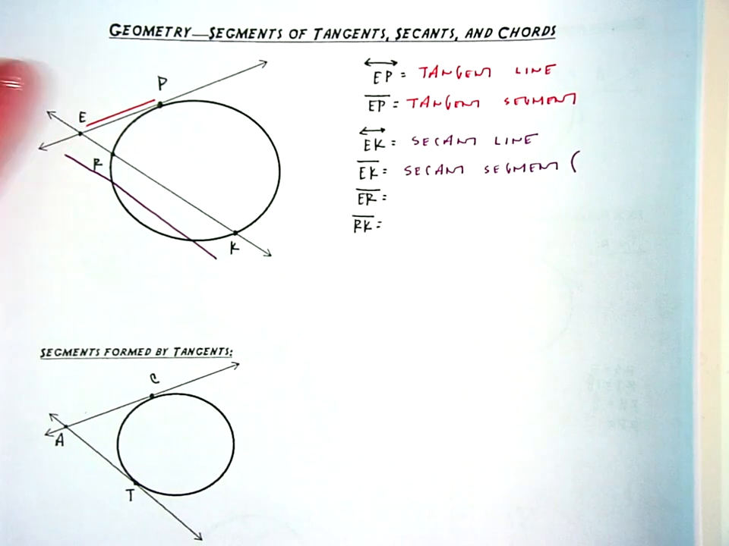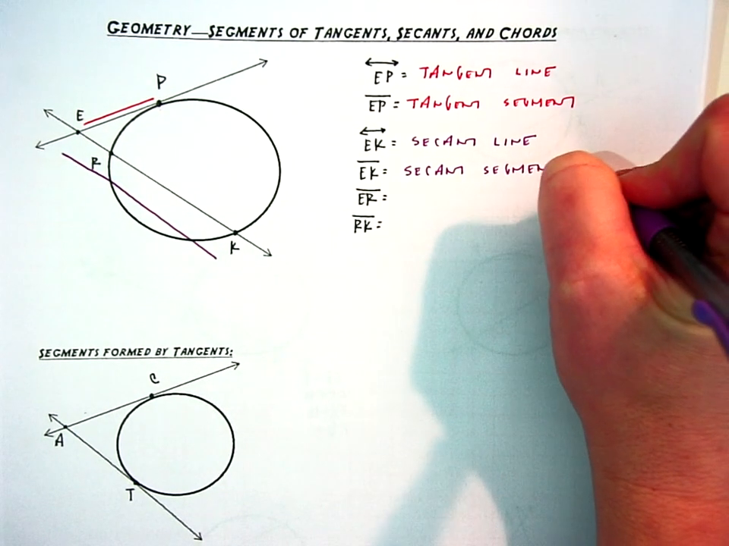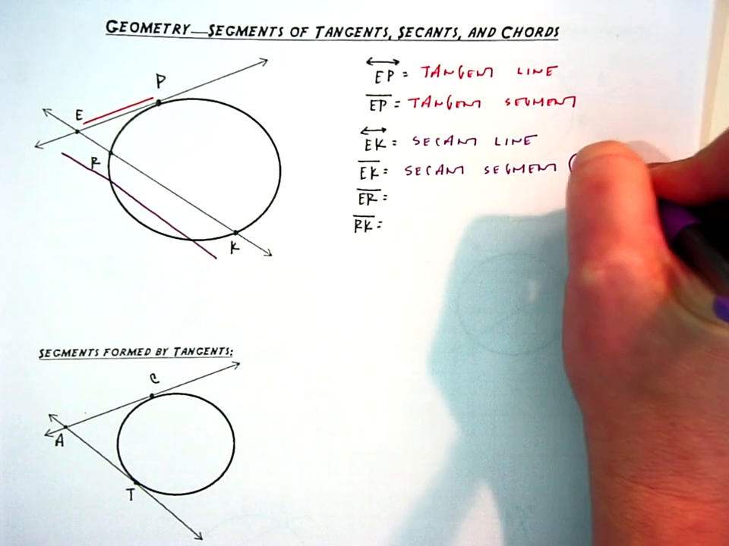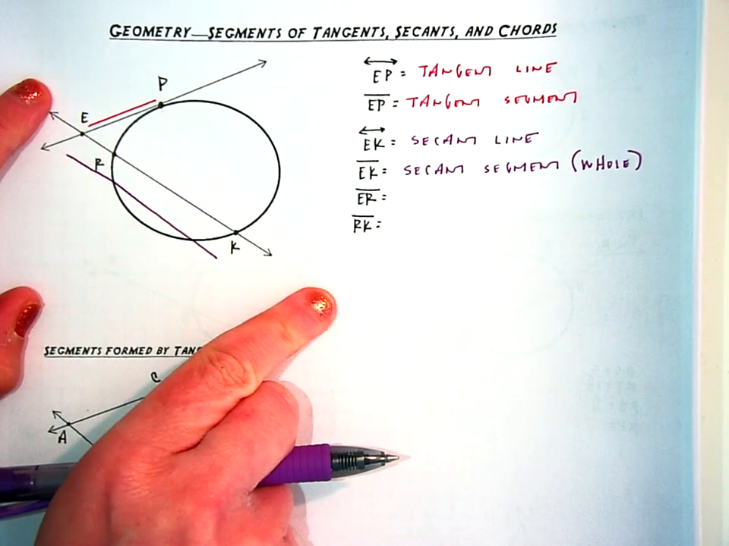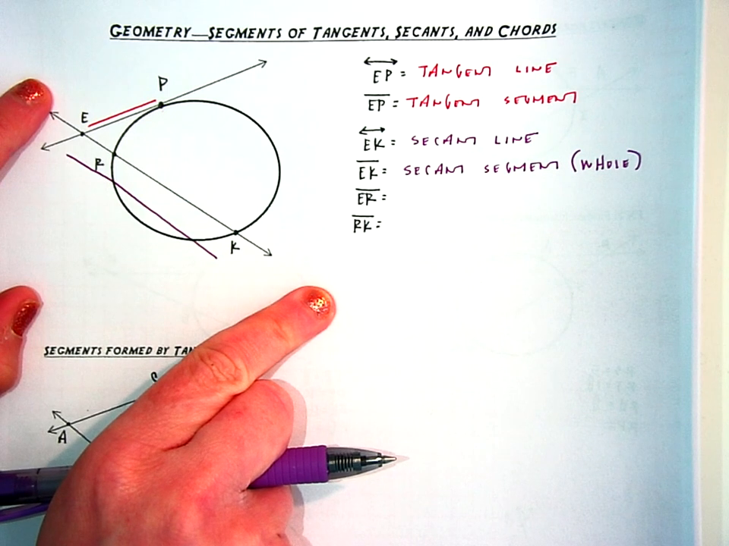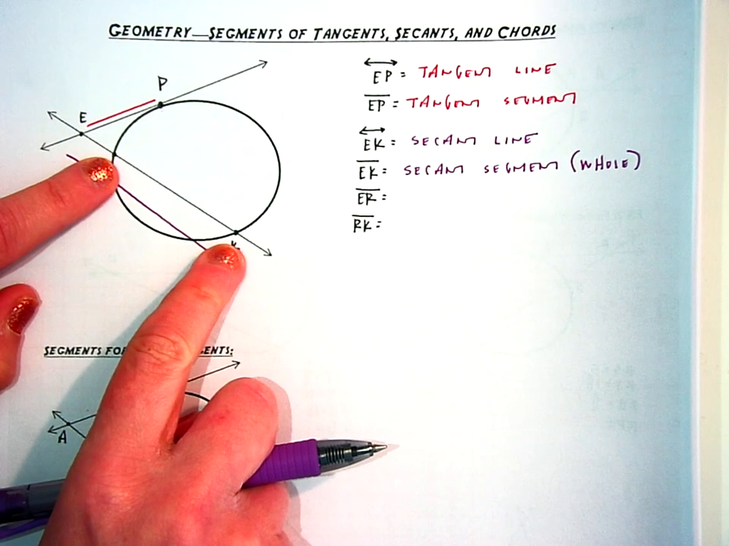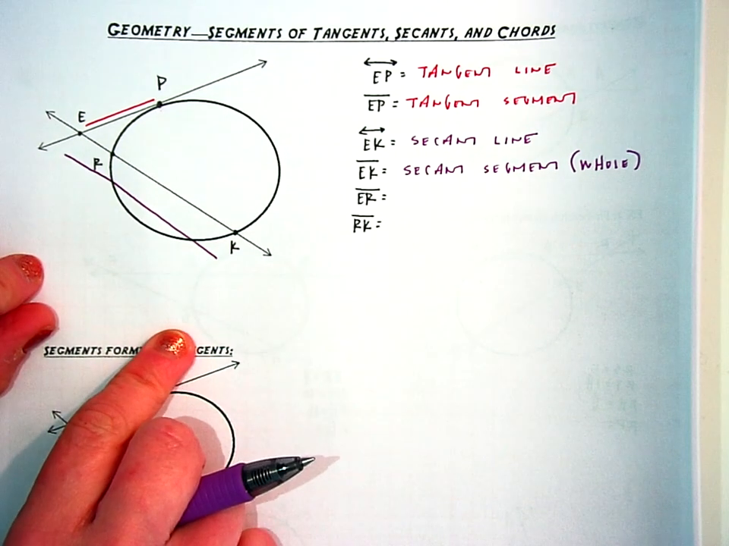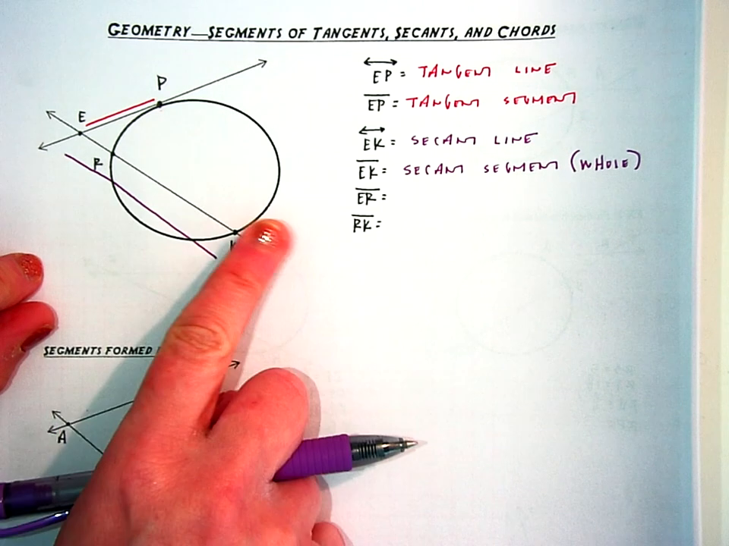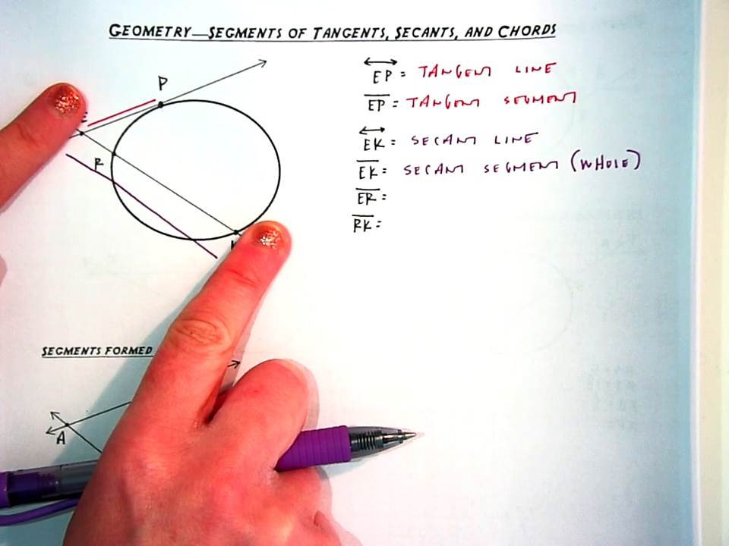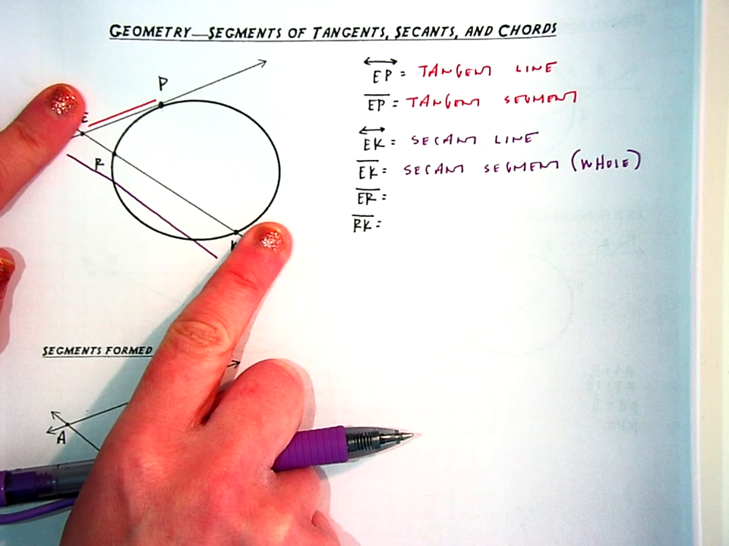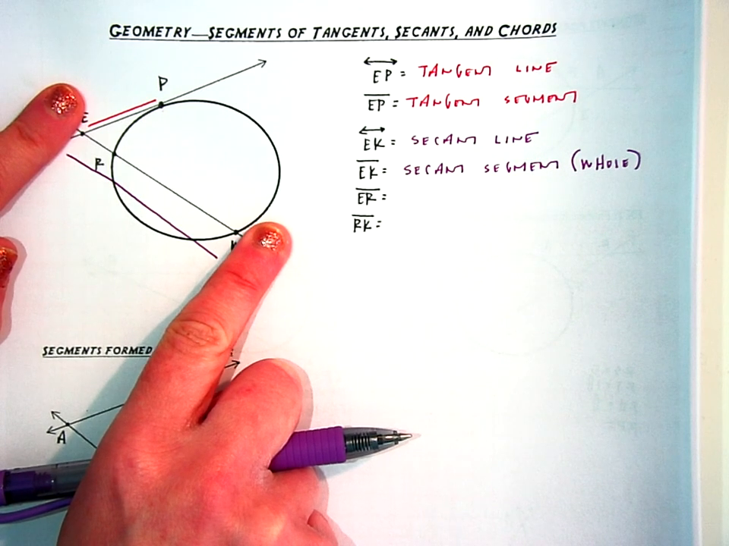And if I'm a little less formal in my language, I would call that the whole. You'll hear me say that many, many times. So again, this whole line is a secant line. It's passing through the circle in two locations. If I focus on a portion of it, so here this outermost point of intersection, along with a point that's outside of the circle like so, that is a secant segment. I'm going to call that the whole.